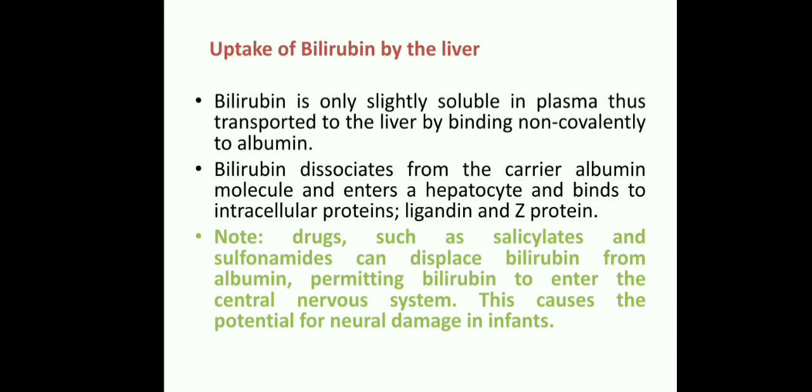Here you should note some points: drugs such as salicylates and sulfonamides can displace bilirubin from albumin, which permits bilirubin to enter the central nervous system, thus causing potential neural damage in infants. This is about the uptake of bilirubin by the liver, how it happens. Did you get this point?